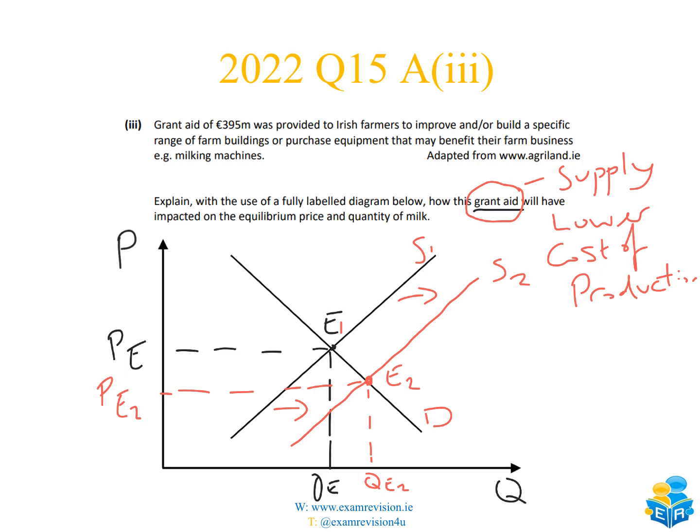Supply has shifted to the right because grant aid of 395 million has made it cheaper to produce that good. You'd state that in your explanation underneath the diagram. So supply is going to shift right because grant aid has caused a lower cost of production, and then you just state what happens with the new equilibrium position.